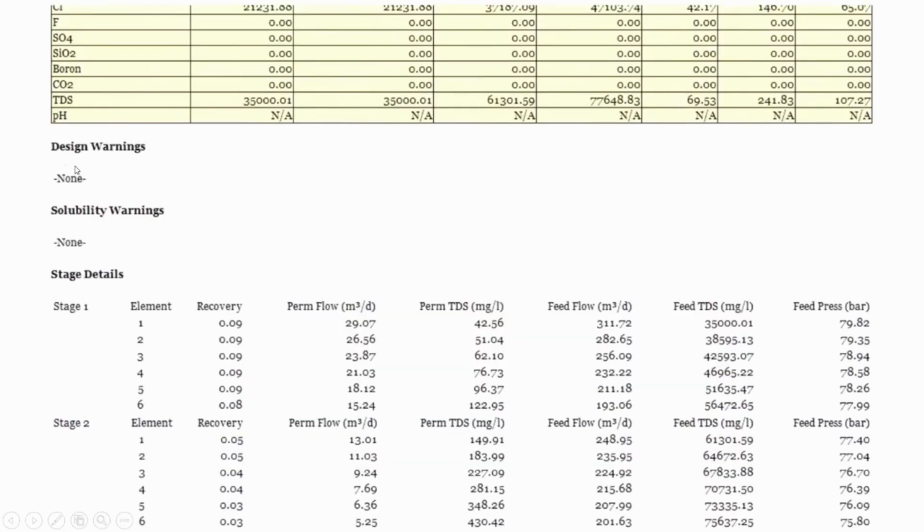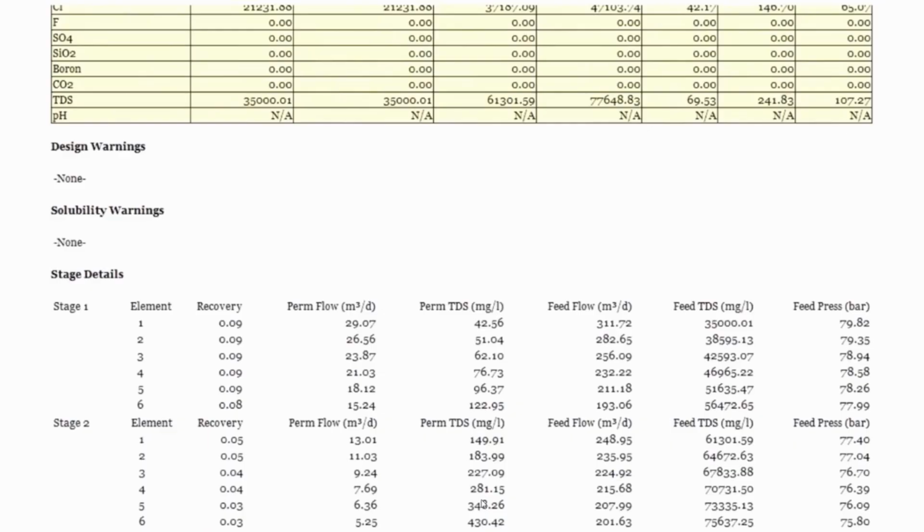If you look at the design warning, we don't have any design warning. For the permeate TDS, you have all the information for each of the elements here. If you look at stage 1, you can see it's in the range that we want, but for the second stage, it's increased. It is important that we need the outlet TDS for the permeate, not for stage 1 and stage 2, because the permeate from stage 1 and stage 2 mix together, and now we have a TDS for the permeate as an outlet.